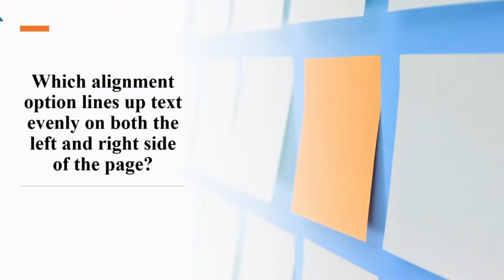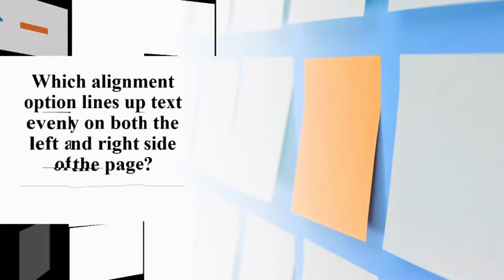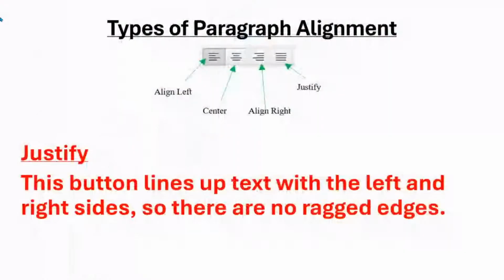Very good, Jalicia. Justify is indeed the answer. So with justified alignment, it lines up text with the left and right side, so there are no ragged edges, so no uneven edges. So if you want both sides to be even, then you have to use the justify option.